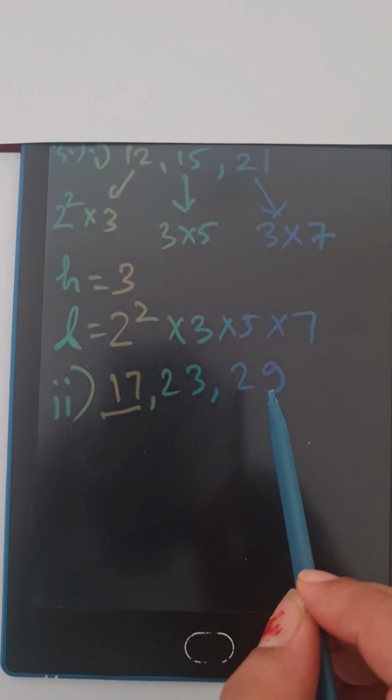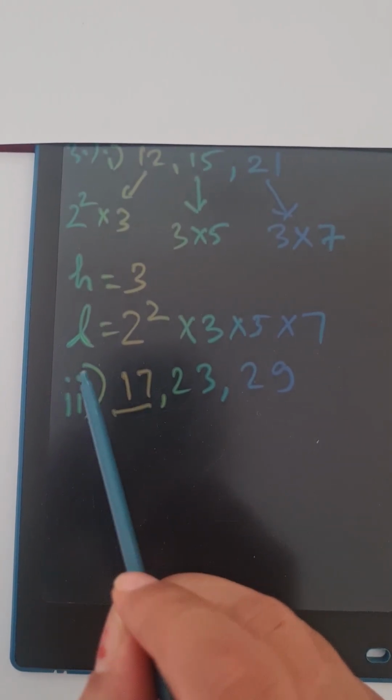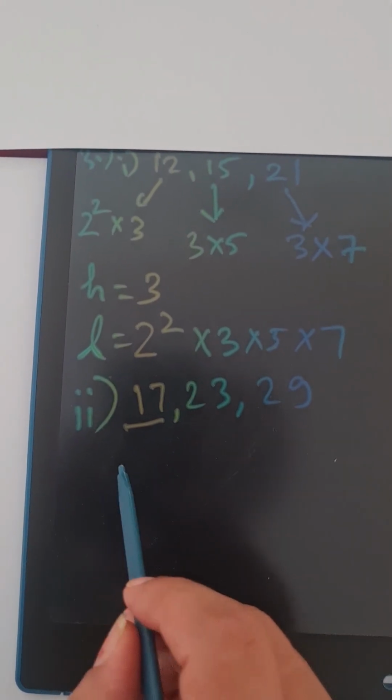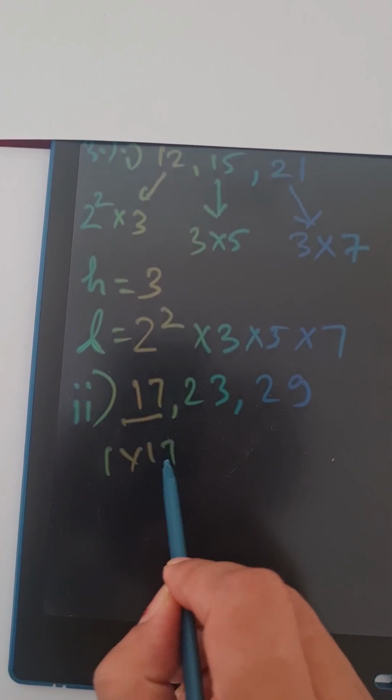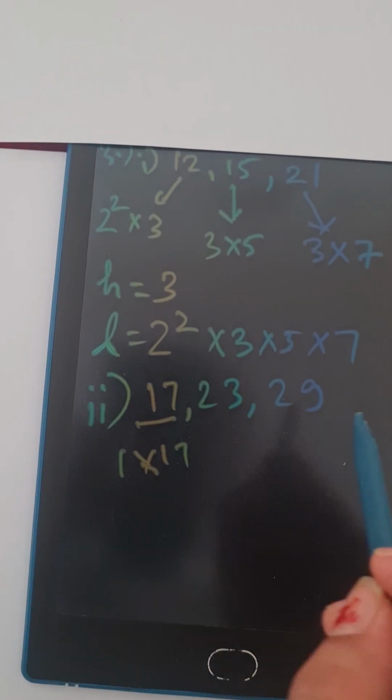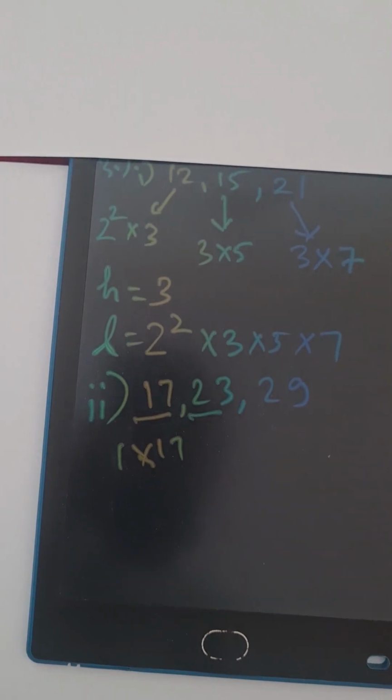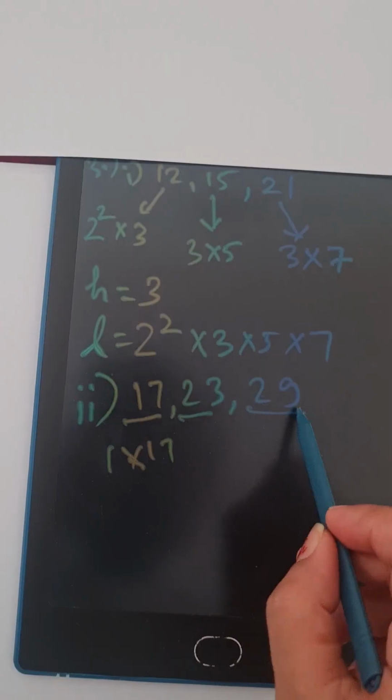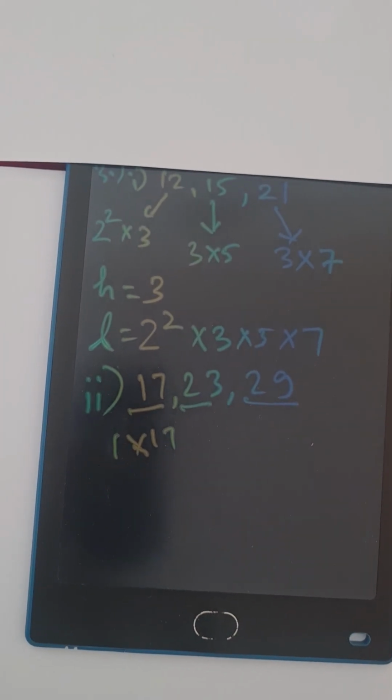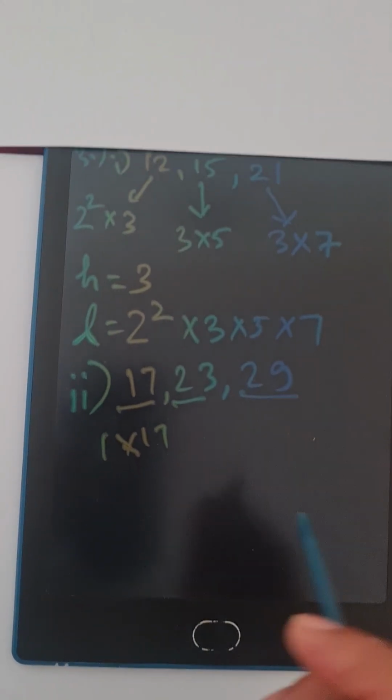prime number or composite number. So 17 is a prime number. So no prime factorization possible. It's only 1 into 17. So effectively there is no prime factorization of it. 23 is also a prime number and 29 is also a prime number. So we are trying to find the HCF and LCM of 3 prime numbers.